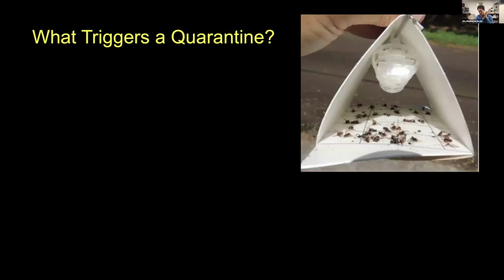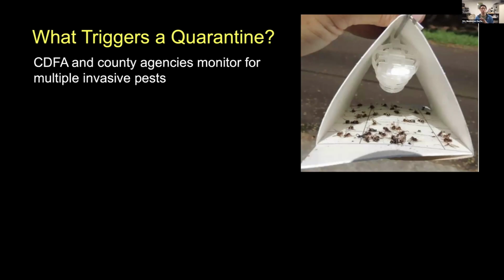Okay, so we've established what the damage is. We've established what the different pests are. What triggers the quarantine? Because we don't want these establishing and spreading. These are pests that CDFA monitors for. So when do we actually get a quarantine in place for them? CDFA monitors, as do multiple county agencies. They put out these traps. They know that these fruit flies show up on occasion, so they have these traps out and are preemptively monitoring for them. They monitor for a number of different invasive pests.